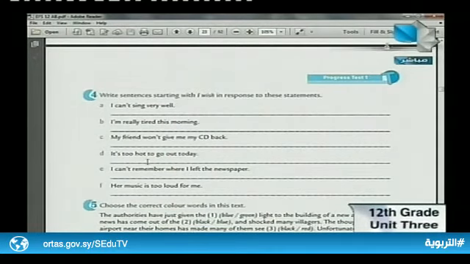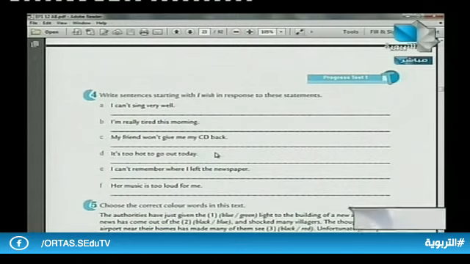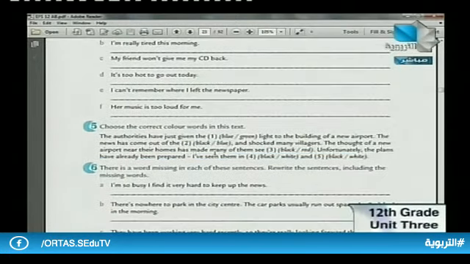I can't remember where I left the newspaper. I wish I could remember, or I wish I could find it. So I have many choices to do. Yes. Her music is too loud for me. I wish her music wasn't so loud for me.